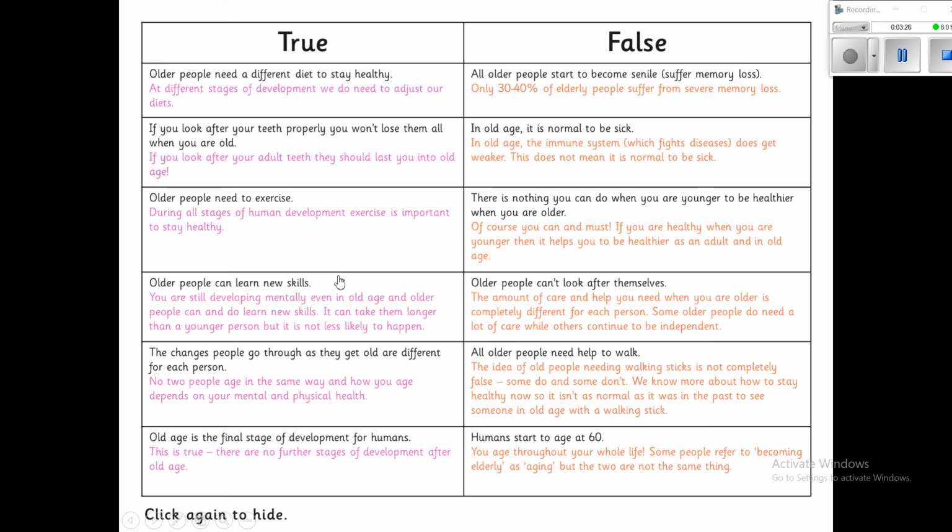The changes people go through as they get old are different for each person. Of course they are. Okay, all of them are different. Everybody's different, no matter what age you are. Okay, there's always differences in people. Old age is the final stage of development for humans. Of course, that is true.